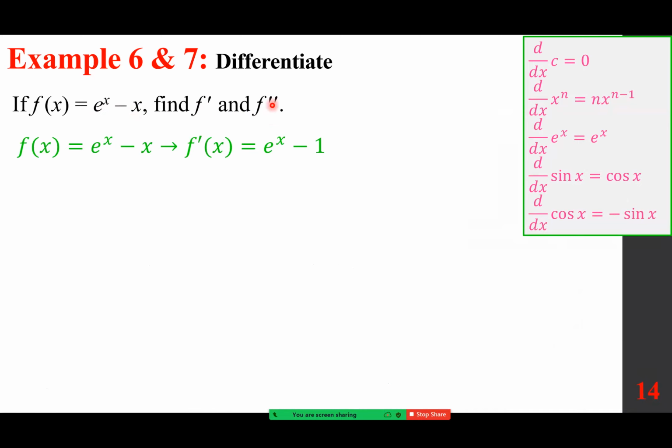And if I want to go to the second derivative, if this is f prime, f double prime is the derivative of the first piece, which is itself e to the power of x. And this is a constant, doesn't give us anything except 0. And so the answer is f double prime is e to the power of x.